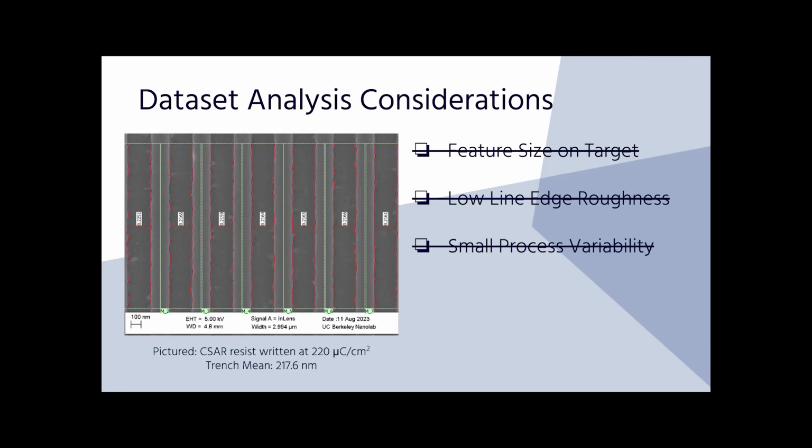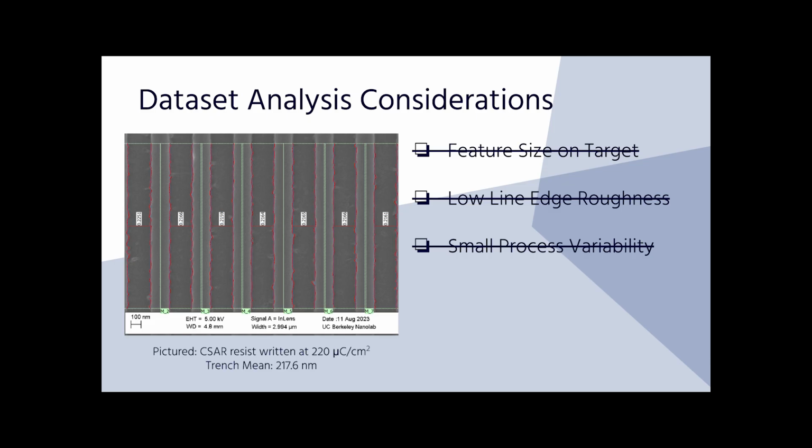Looking at the next dose we tested, the trenches are now oversized at 217.6 nanometers. And while the line edge roughness is better than before, the line edge is still not particularly smooth. Now we can get a sense of the process variability. The dose increased by 20 microcoulombs per centimeter squared. The feature size increased by more than 20 nanometers.